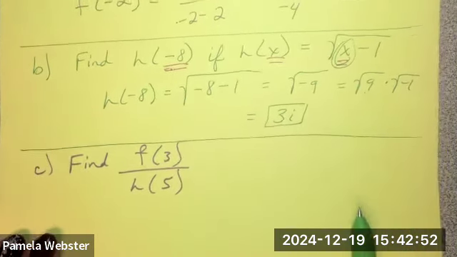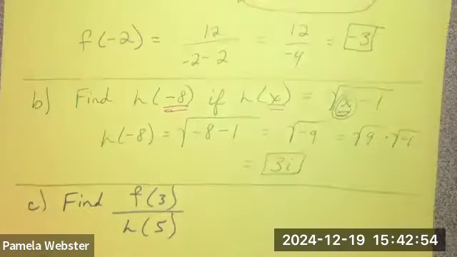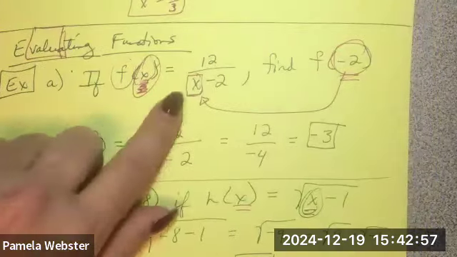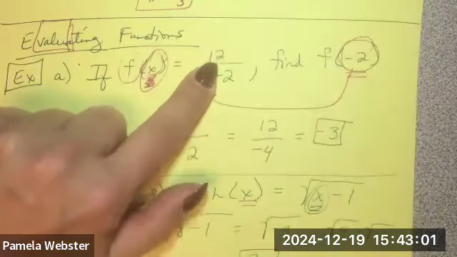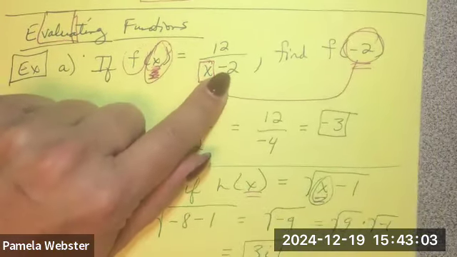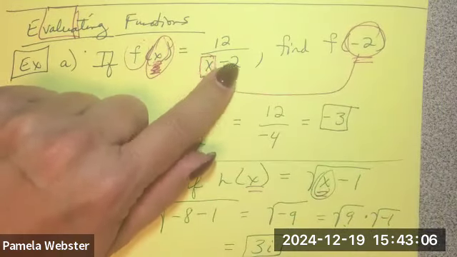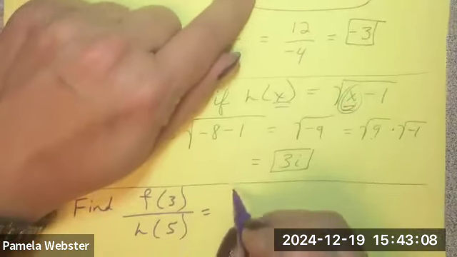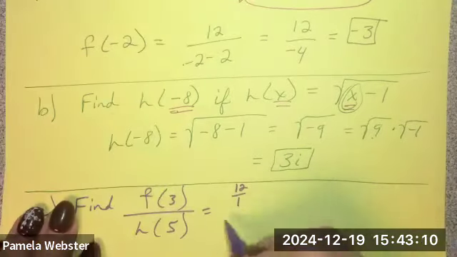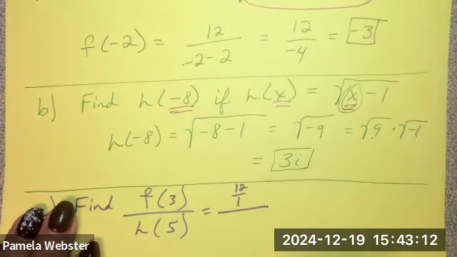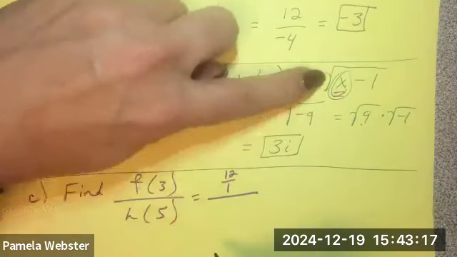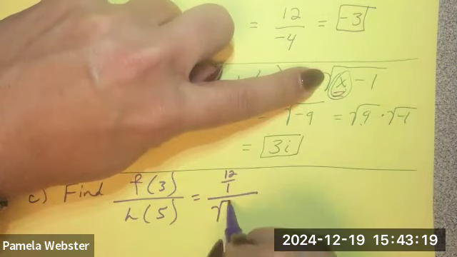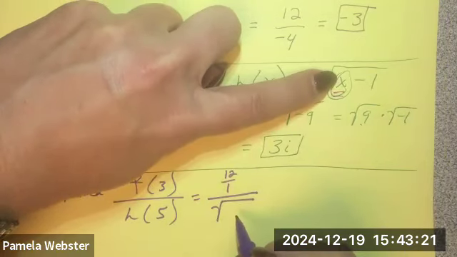Now I got to go plug into different things. So let's come back. F of 3, so that's this original function. That's going to be 12 over 3 minus 2. What's that? 3 minus 2 is 1. 12 over 1. Okay, well, that's going to be just 12, right? Divide by, and here's my h function. So let's stick that in. Square root of h of x is 5 minus 1.